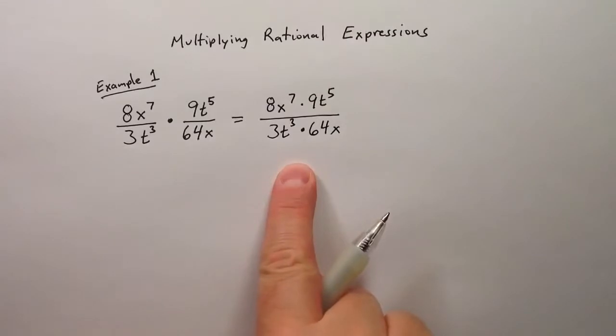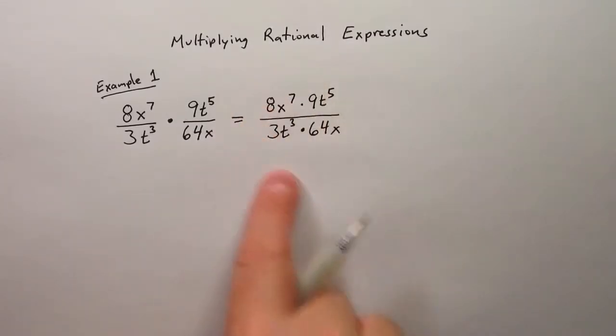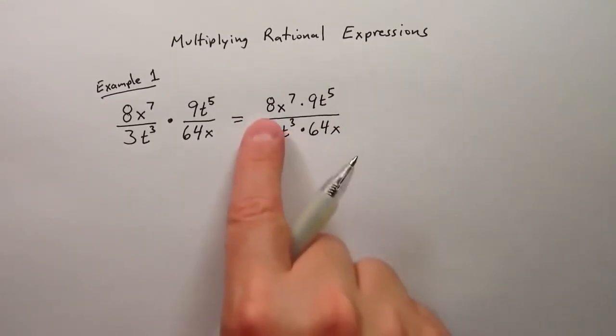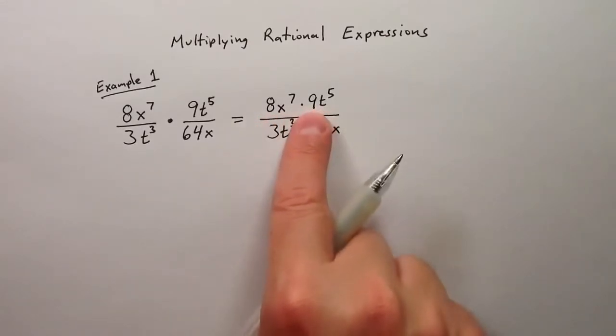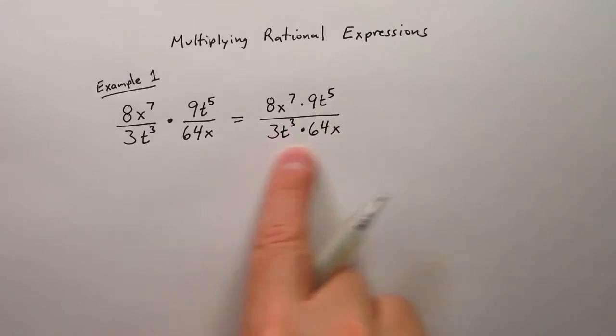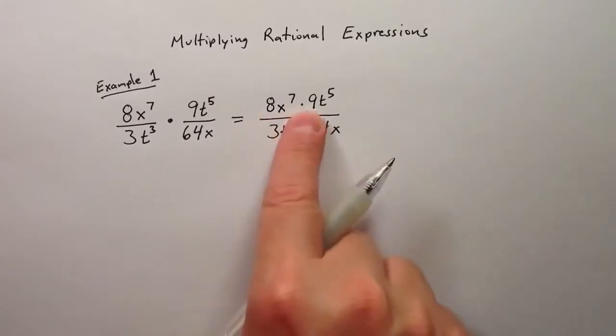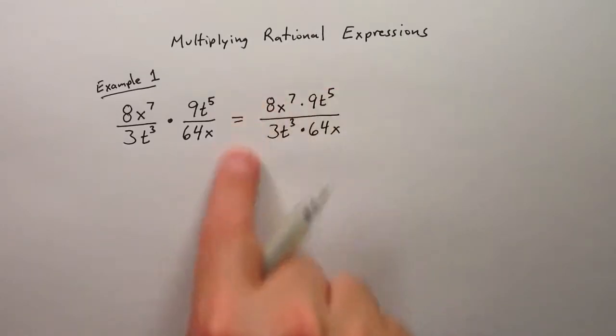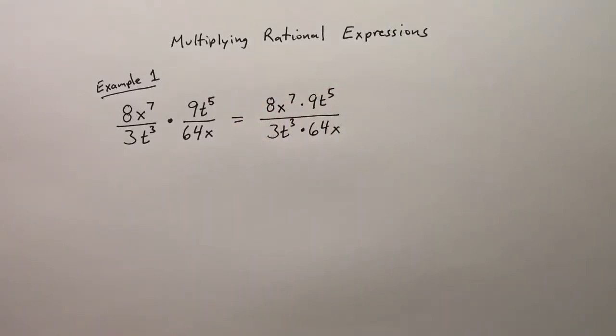And now there's not a whole lot more to do, except I should always think about, with a rational expression, could I simplify that? Could I write that a little bit more simply? And so there are a couple things that we could do. Multiplying those numbers together would be something we could think about, multiplying the 9 and the 8 up top and the 3 and the 64 in the bottom. But before we do that, let's think about whether there are any common factors.